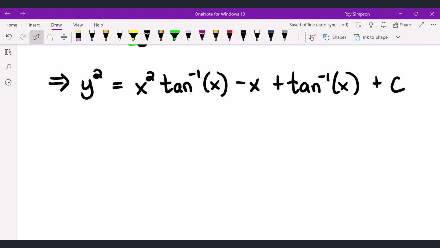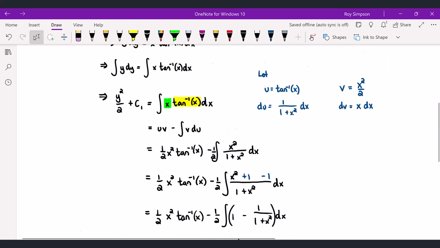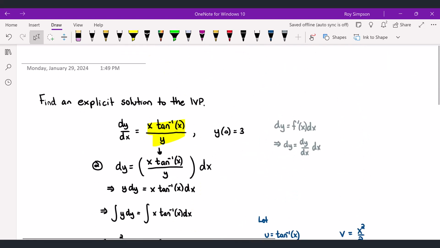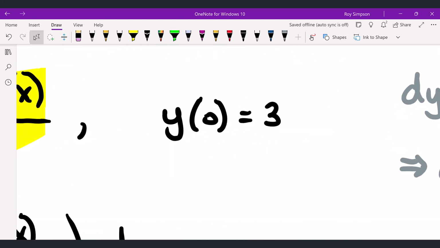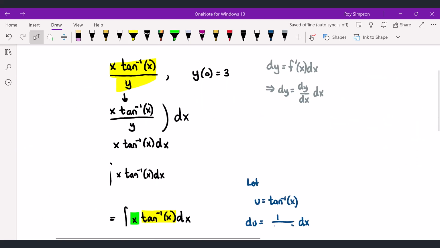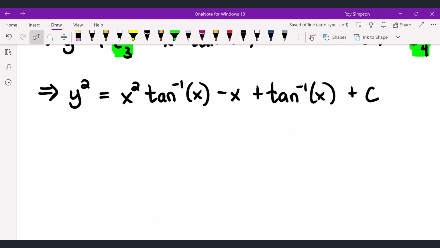However, because they gave us an initial value problem, let me go ahead and zoom in here, they told us that when x is 0, y is 3. So I'm going to go down here and let x equal 0 and y equal 3. And it cleans up very quickly. C is equal to 9.